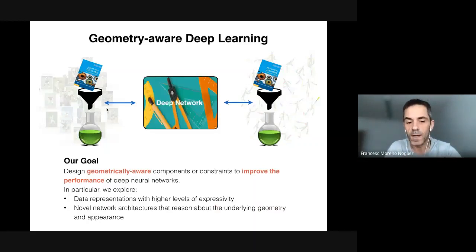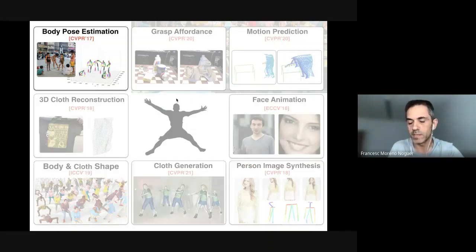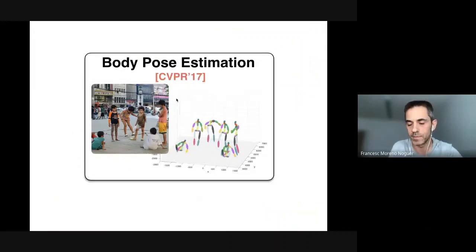And also, we pay attention to designing deep networks that in some way or another inherently reason about the geometry and appearance of the problem. All right. So what do I mean by this? Let's see one example with this first work on body pose estimation.